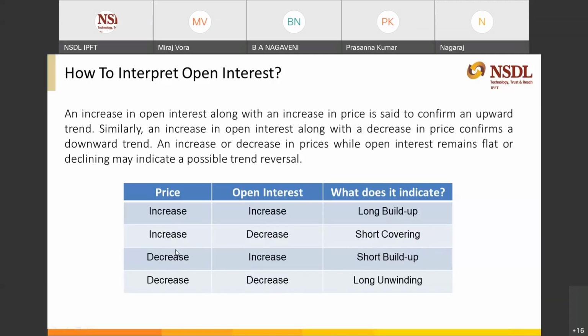Similarly, when the open interest reduces and prices also go down, that means those who had already built their long positions previously, when the open interest went up and the prices went up, are now unwinding their long positions. So this means that the uptrend may end nearly. So this is an important concept to understand before trading into derivatives.